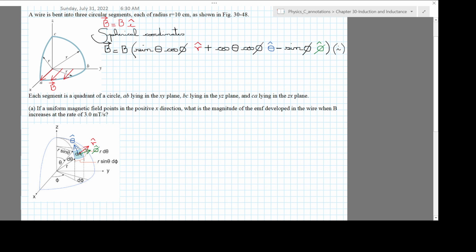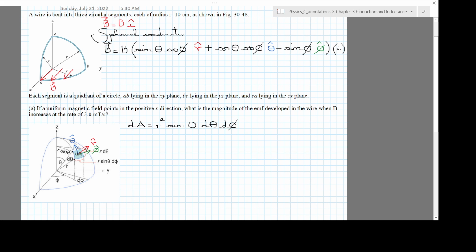Okay, let's write then this element of area here, dA. As you can see, it's easy to see that dA can be represented by the product of this length by this length. So you can write this differential element of area as r squared sine theta d theta d phi.